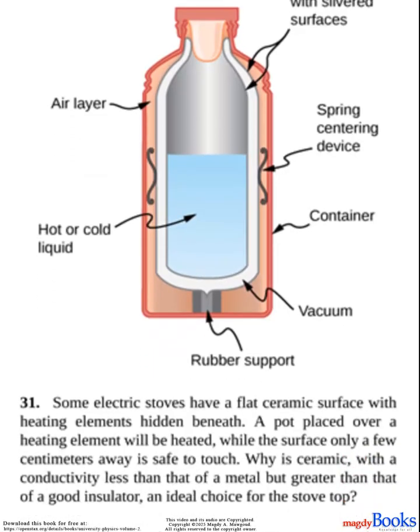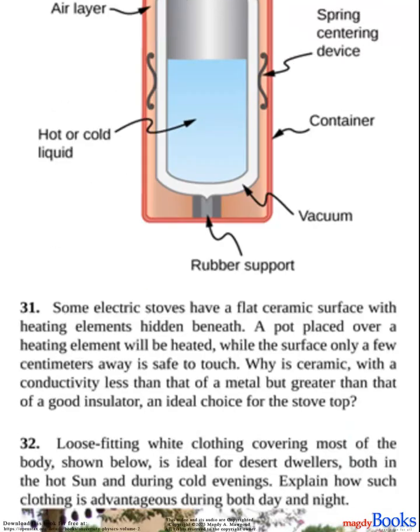31. Some electric stoves have a flat ceramic surface with heating elements hidden beneath. A pot placed over a heating element will be heated, while the surface only a few centimeters away is safe to touch. Why is ceramic, with a conductivity less than that of a metal, but greater than that of a good insulator, an ideal choice for the stove top?